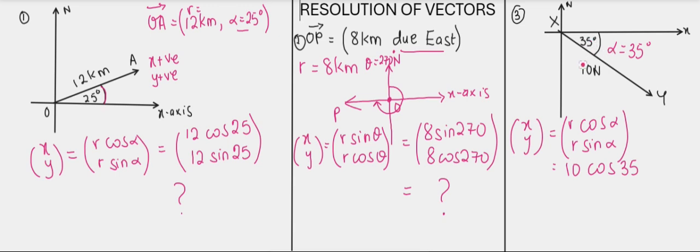Now what do we see? X is positive in the second quadrant, but y is negative. So we are going to have negative sine 35. Again, punch it into your calculator. What will you get?